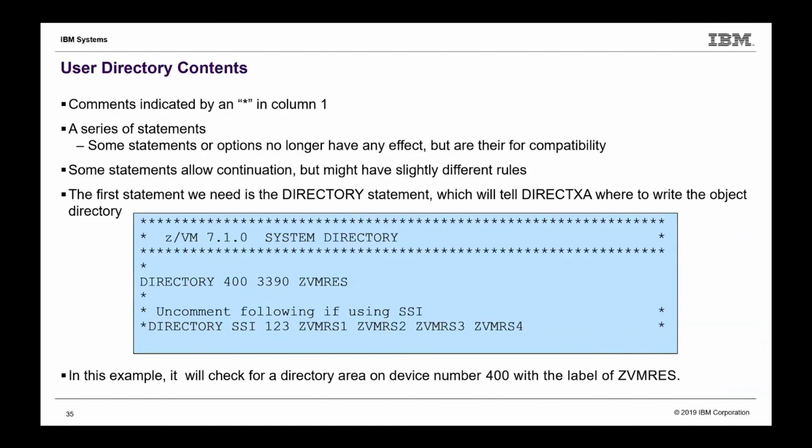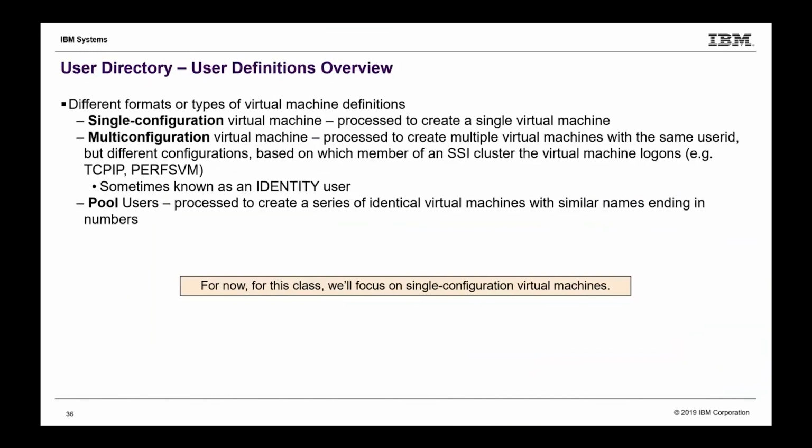Now, if I was doing SSI, I might have multiple directories, and so we would set things up sort of what you see illustrated there, right? Okay, so user definitions. There's a couple different constructs there. The typical virtual machines, which we're usually going to use, are single configuration, right? So that means that virtual machine is going to be defined once, and it's the same definition for any member in an SSI cluster, right?